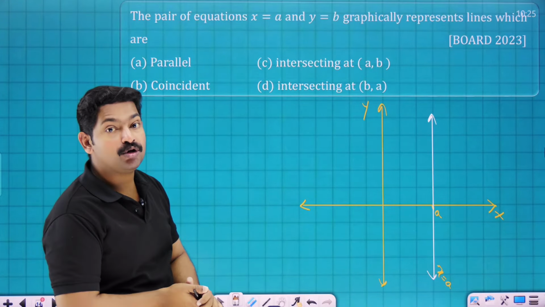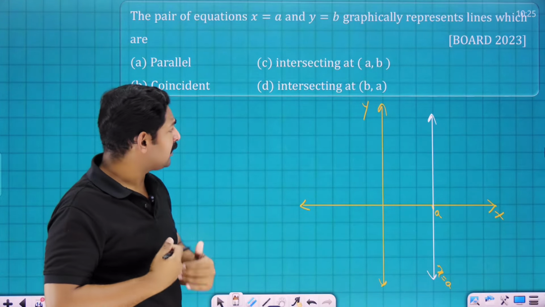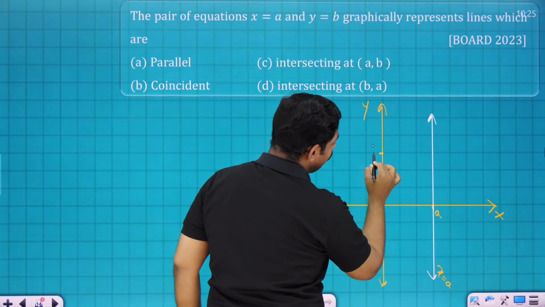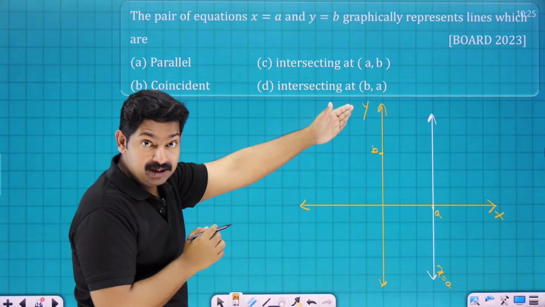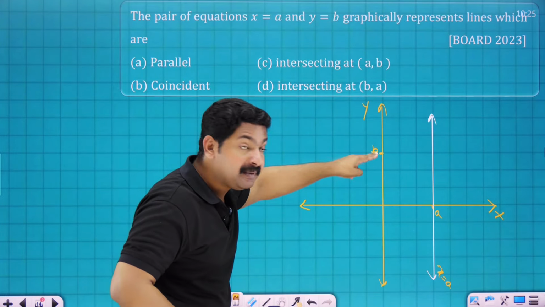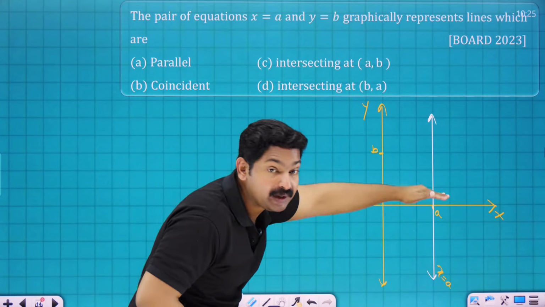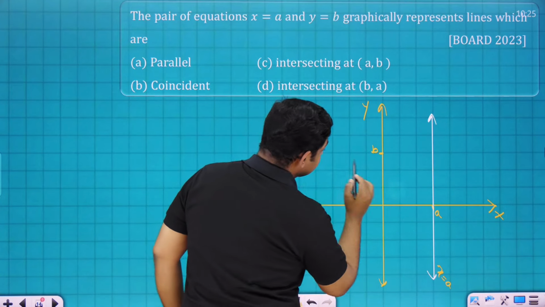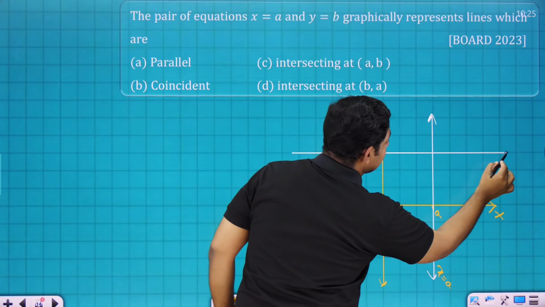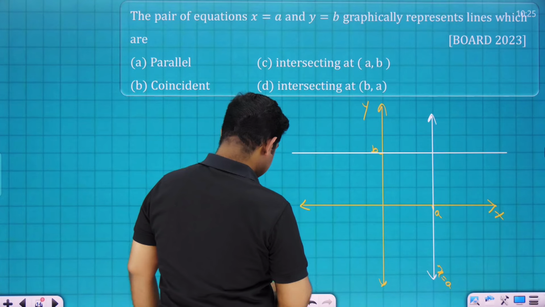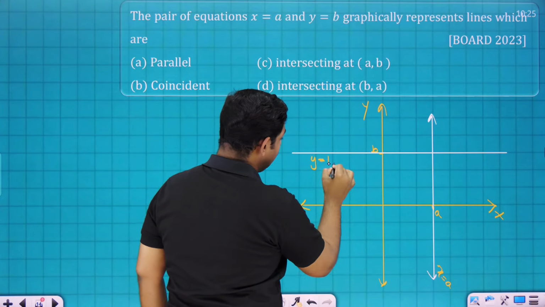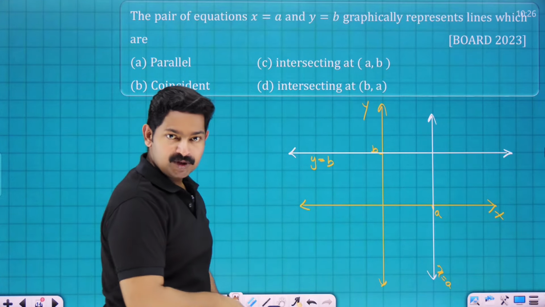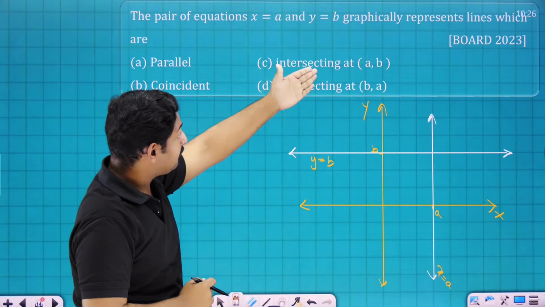And what is the next one? Y equal to b. Then what will be y equal to b? Suppose we can consider a point B on y-axis. Suppose this is the point B. This is the point B on y-axis, and y equal to B means the line passing through the point B on y-axis which is parallel to x-axis. That will be the line. So parallel to x-axis means we can consider this is the graph. Okay, so this is the graph y equal to B. This is the graph of the equation y equal to B. Okay, so the question is graphically represent the line.